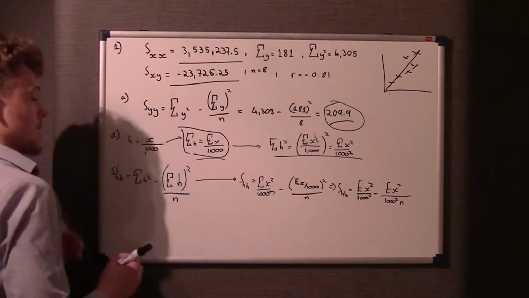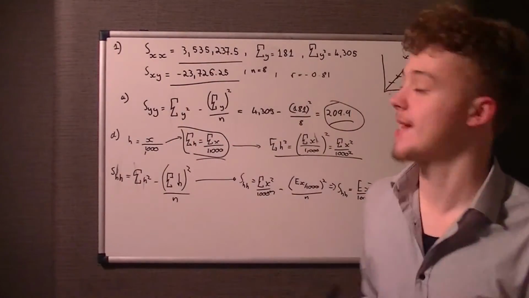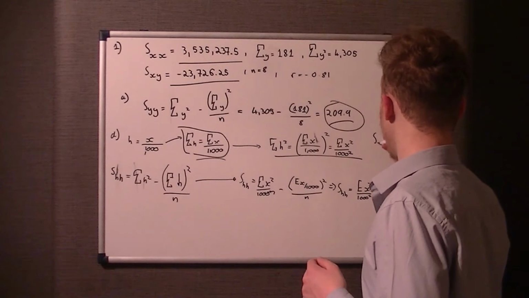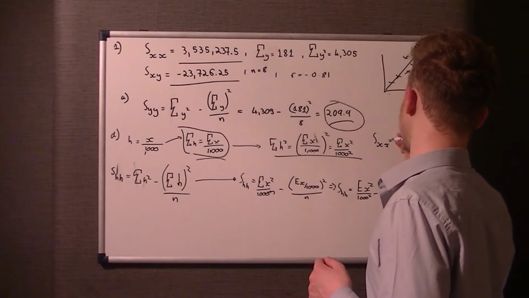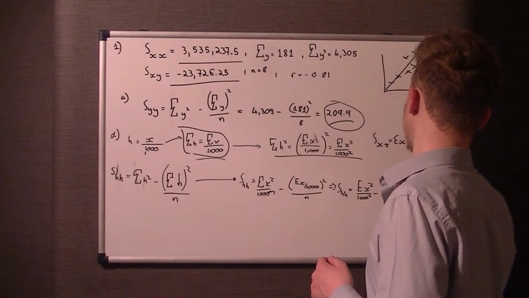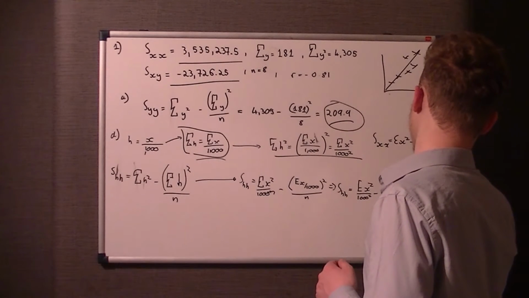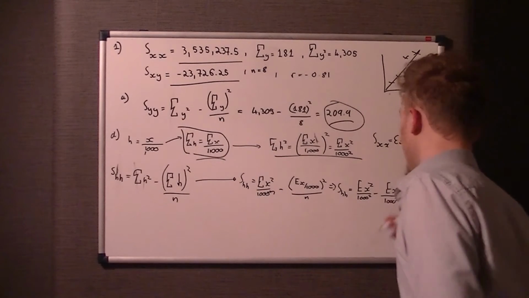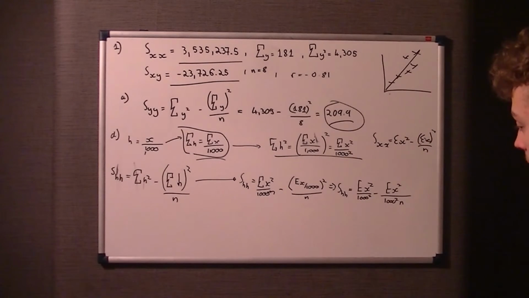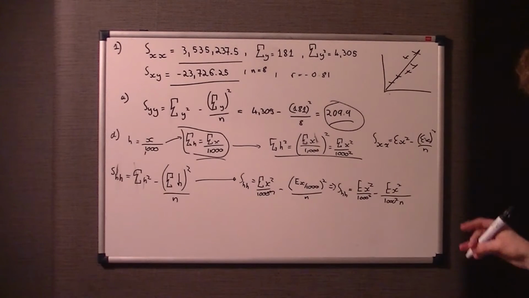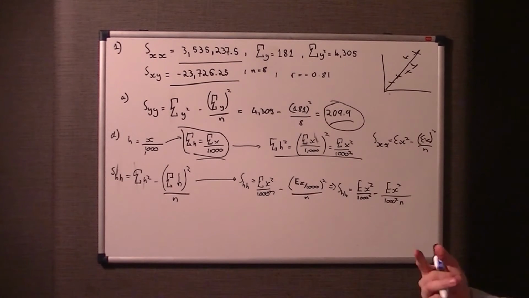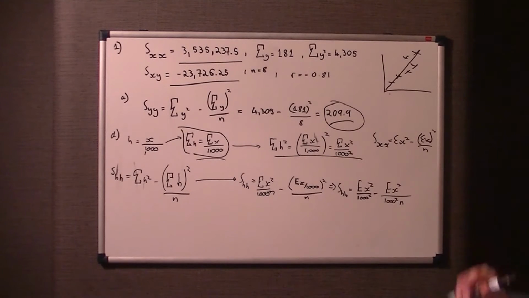So what can we do here to make this? We can put SXX in this somewhere. Well, let's just think about what SXX equals. SXX equals the sum of x squared take the sum of x all squared over n. And how do we put that in this formula? Well, both of them appear to be divided by 1,000 squared. So we've got the sum of x squared over 1,000 squared, and we've got the sum of x all squared over n divided by 1,000 squared.